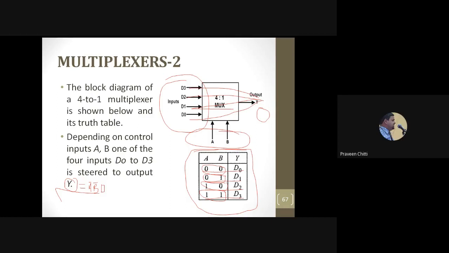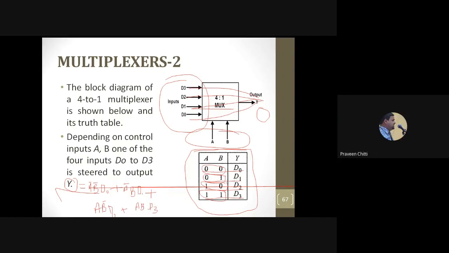Along with that, you should pass this output. Plus, next, how do you write it? A bar B D1. Plus what do you write? A B bar D2. Plus the last one, how do you write? A B D3. So you have 4 terms.